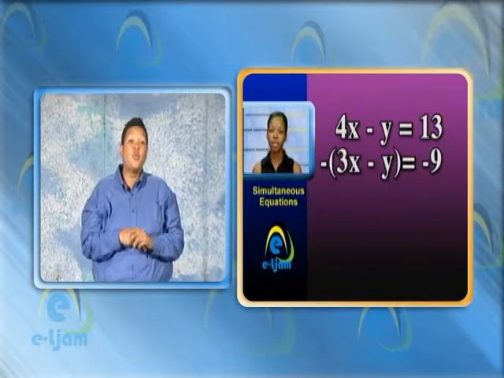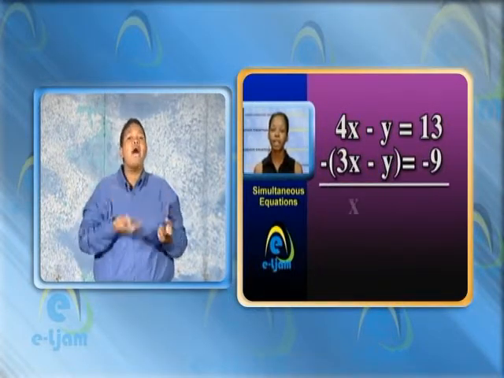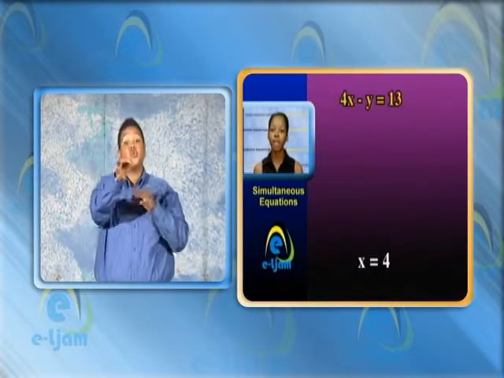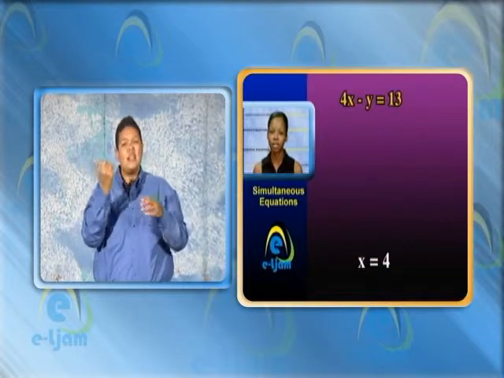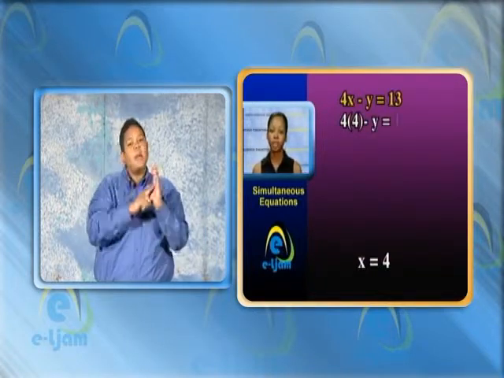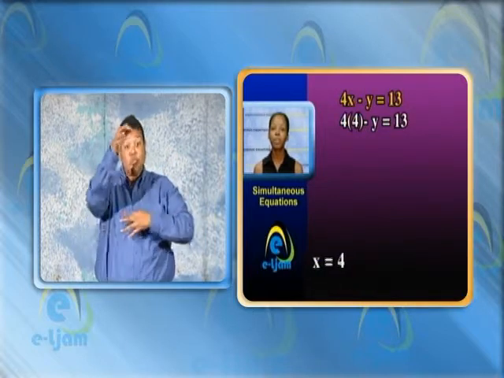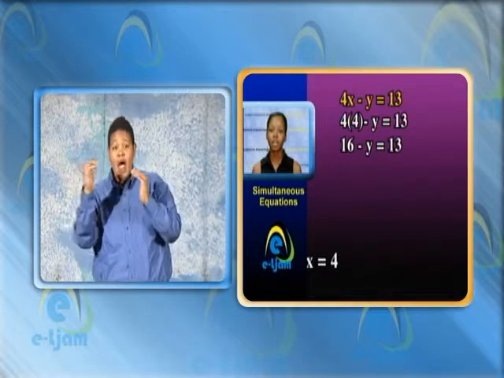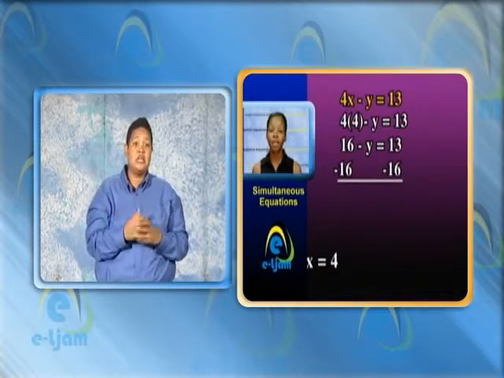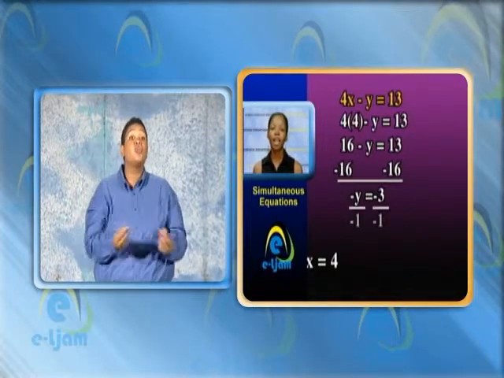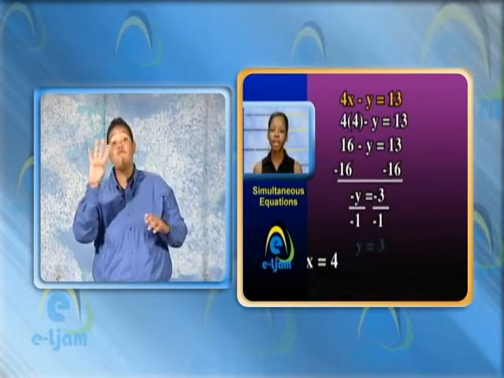When we do this, we now have a value for x, which is 4. We can now substitute 4 for x in an equation. Let's use equation 1. Since we are substituting 4 for x, we end up with 16 minus y equals 13. And hence, y is equal to 3. So our solutions are x equals 4 and y equals 3.